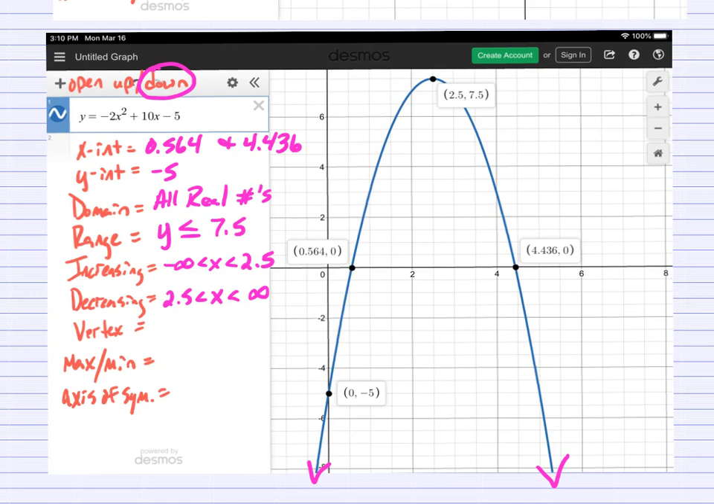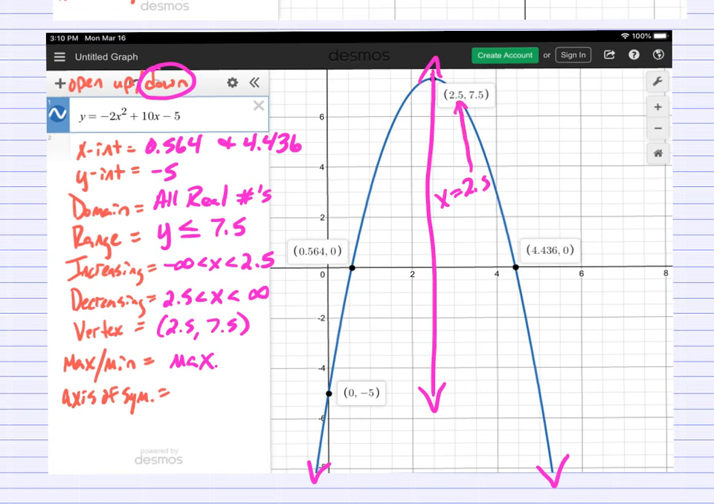All right, again, my vertex, this is the highest point or the lowest point. In this case, since it's the highest point, it is called a maximum. And my vertex is (2.5, 7.5). And again, like we just said, it's the highest point, so it's a maximum. The axis of symmetry is the imaginary line that goes right through the vertex and splits the sucker right in half. The equation is x equals 2.5, and we know that because in the vertex, our x value is 2.5. And if I look down here, it crosses at 2.5. So x equals 2.5 is my axis of symmetry.